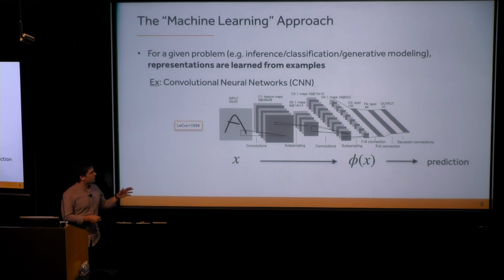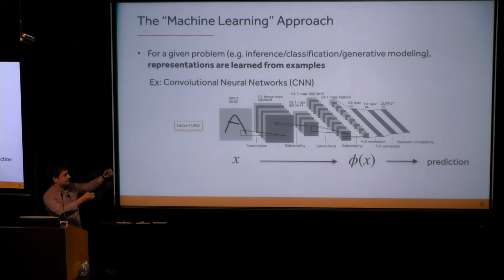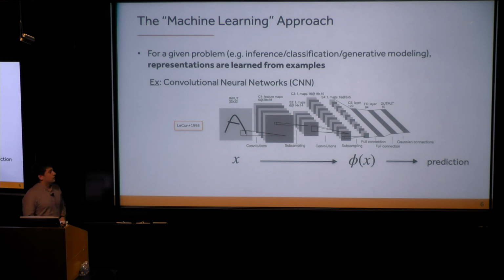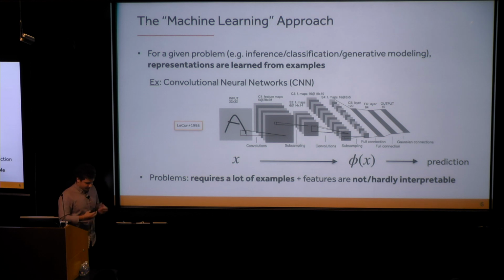So here I'm showing you an example of a convolutional neural network, a LeNet CNN, which was designed to classify digits in images. The first part of the network is really about building this representation phi of an input x. Once you have this representation, then you make a prediction. So these kinds of approaches work very well, but the problem is that they require examples. We need to learn it somehow.